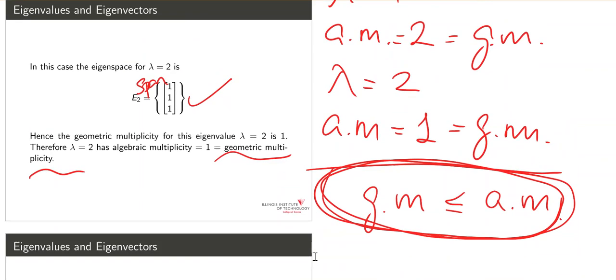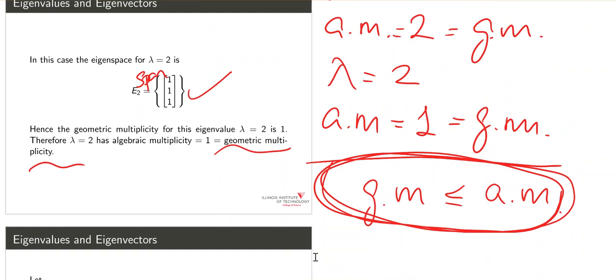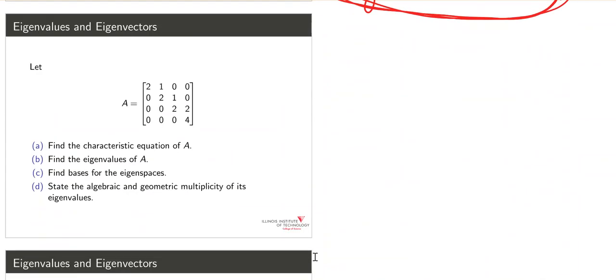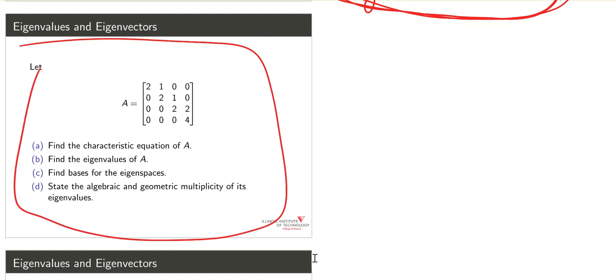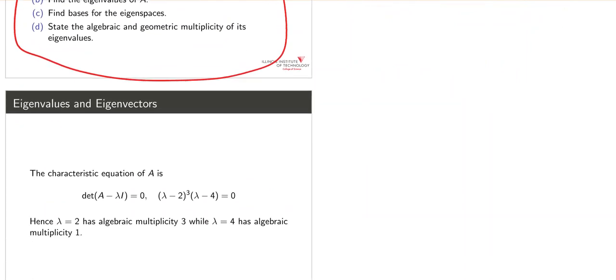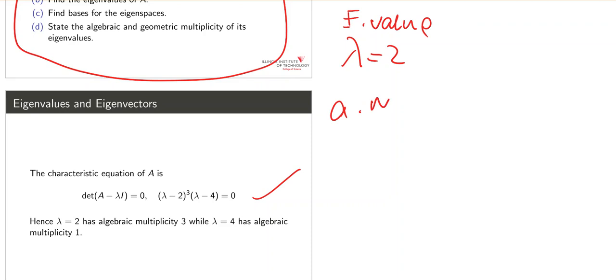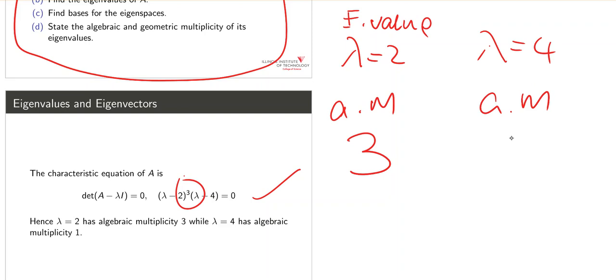But in general, geometric multiplicity can be less than the algebraic multiplicity, and this is going to be shown in this example. If you are asked to find the characteristic equation, it means that we have to solve for the determinant of A minus lambda I, set equal to 0. And if you do that, you will get this, which means lambda equals 2. This eigenvalue has algebraic multiplicity 3. Lambda equals 4 has algebraic multiplicity 1, because this is power 1.